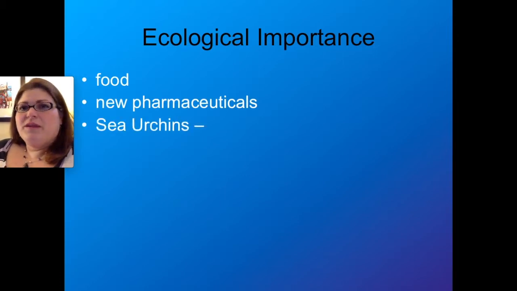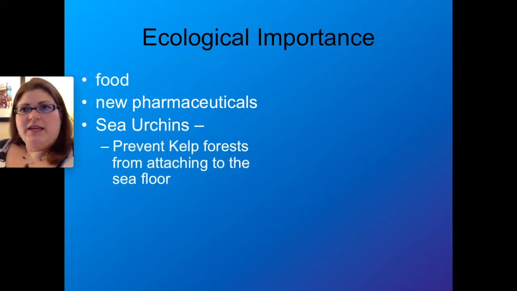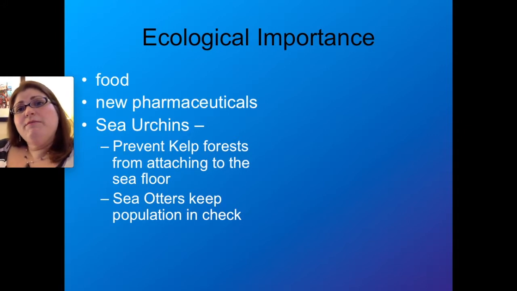And the one group that I really want you to know as far as their ecological importance is sea urchins. Sea urchins are voracious when they eat kelp. They can very systematically chow through a whole bunch of kelp in a very quick amount of time. In doing so, they attach to sea floors. What's really important is their role in the ecosystem: they're a primary consumer. They eat the kelp, which is our producer, and in order for them not to overeat the kelp, we need sea otters.